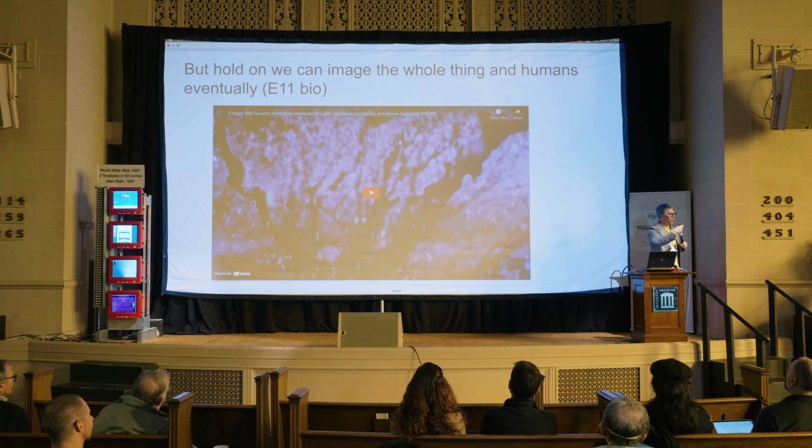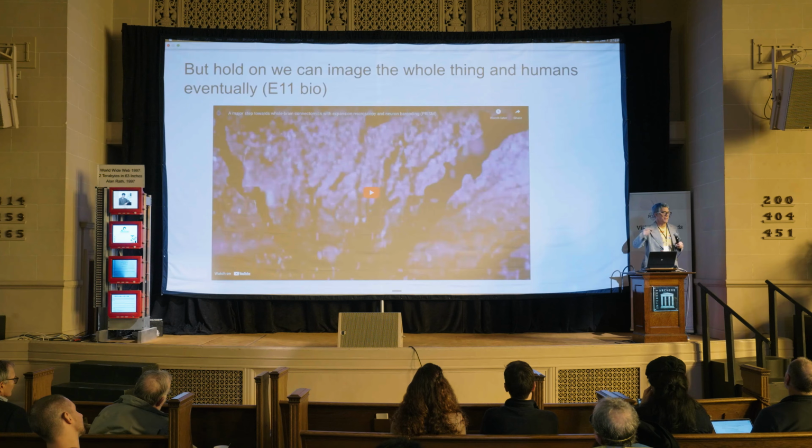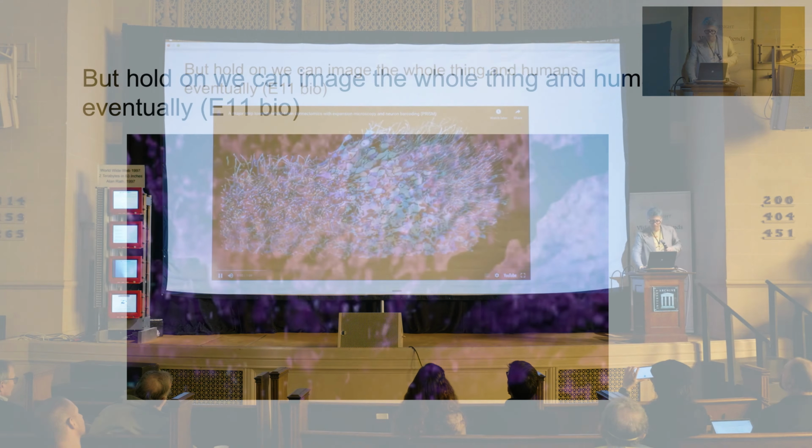So if we want to produce a simulator knowing how each neuron influences every other neuron, we need to convert the molecules that E11 Bio is on a great path to get us, but we need to translate that into what they mean. And that is what we are very much interested in.